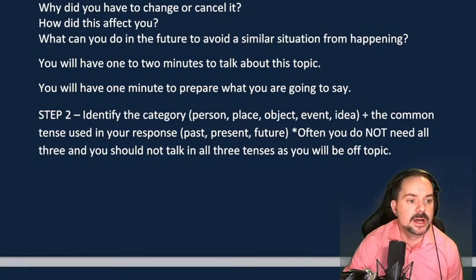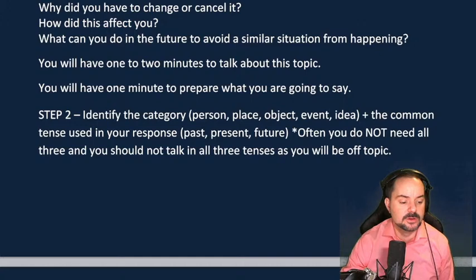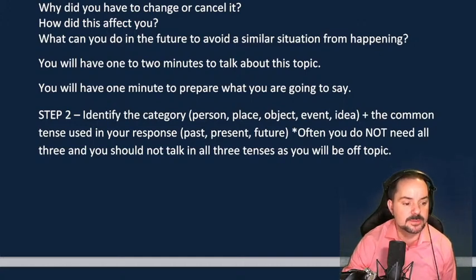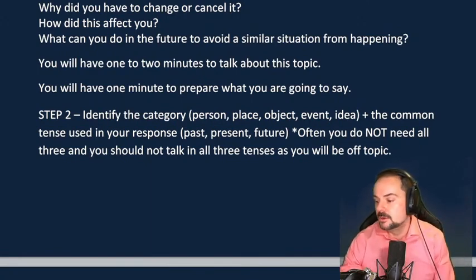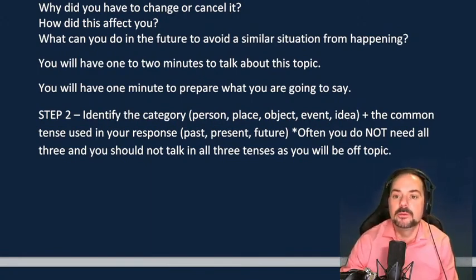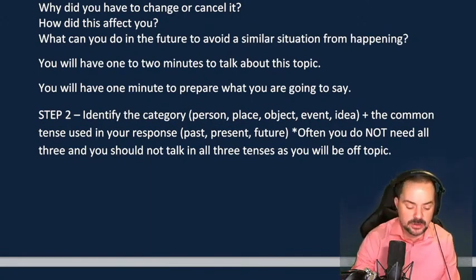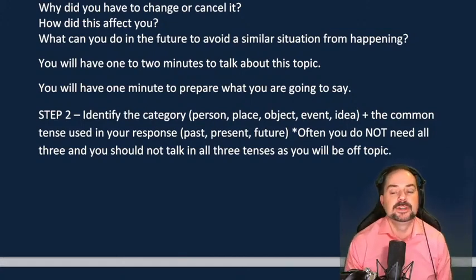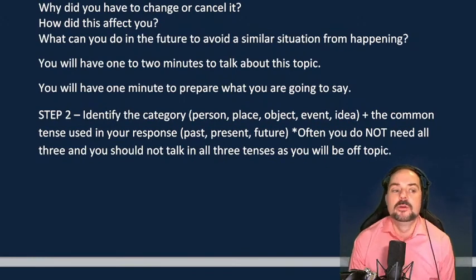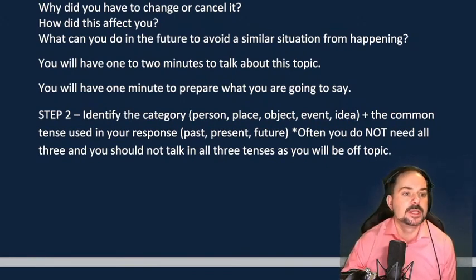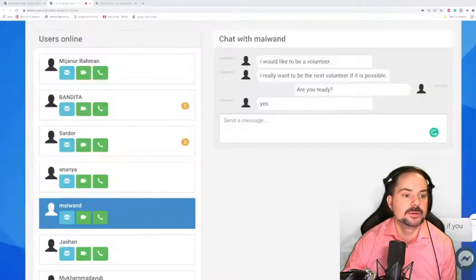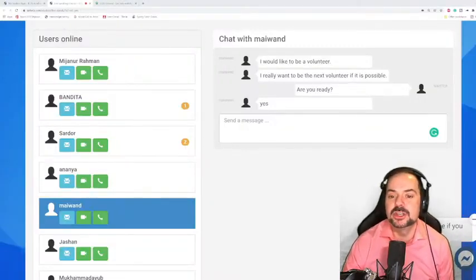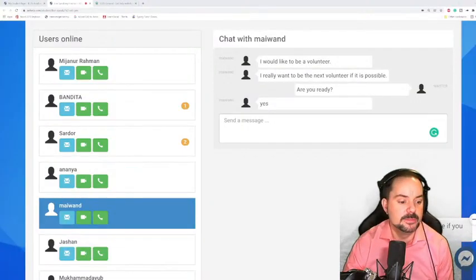Let's see, Maiwand. I'm trying to find new students. So Maiwand says, I would like to volunteer. I'm also looking for our members, but I don't really see members in here right now. Okay, so here we go. Maiwand says, I'd like to volunteer. Okay, Maiwand, are you ready? We'll take one more volunteer for today. So Maiwand says, okay, let's see, there we go. Now you can see our little conversation here. So Maiwand says, yes, okay, let's call Maiwand.